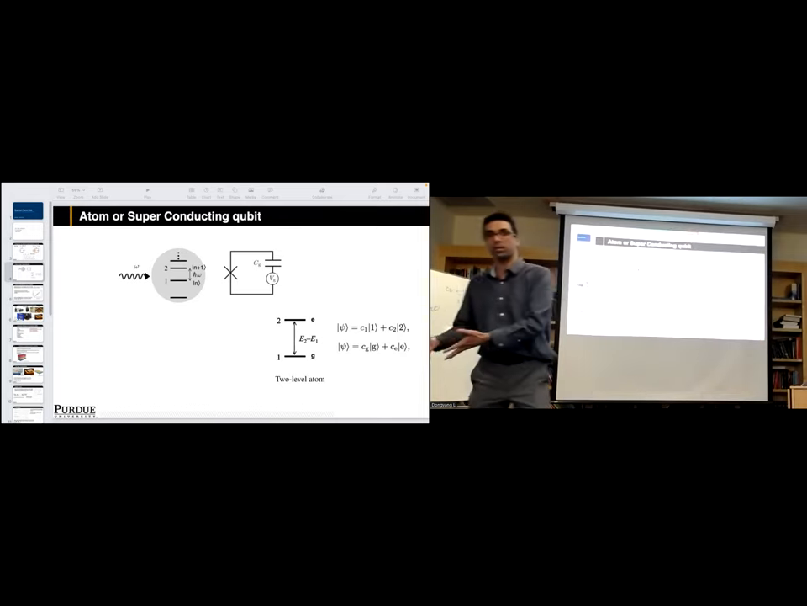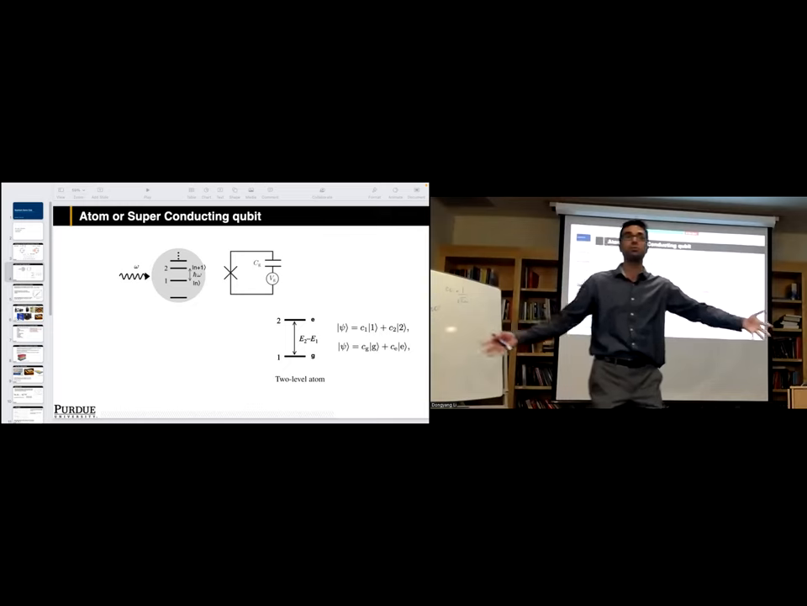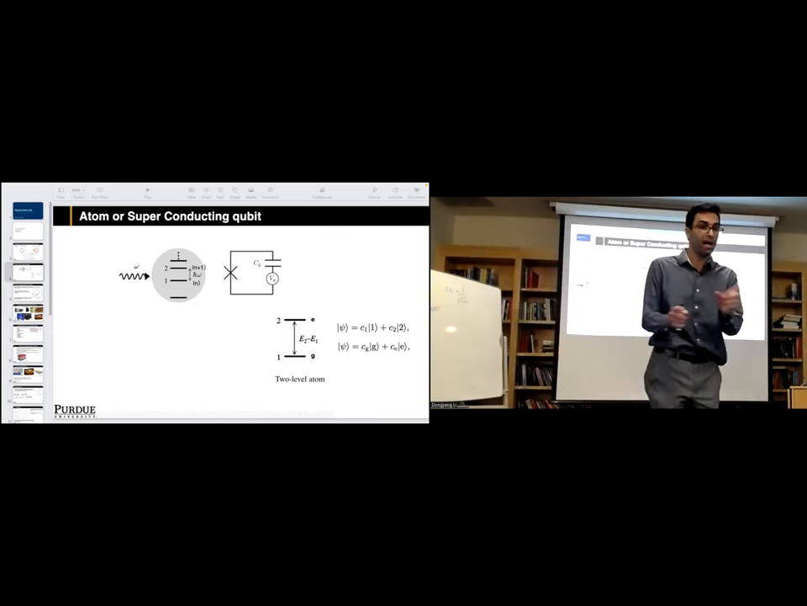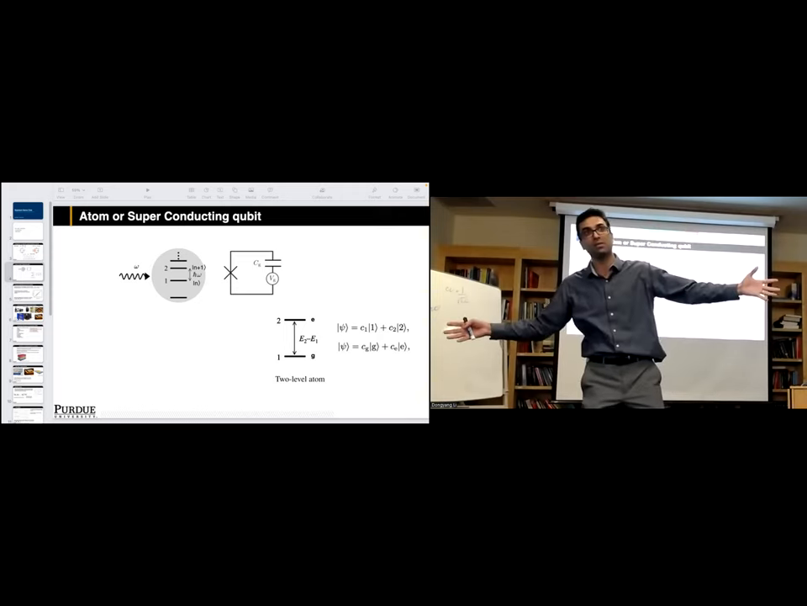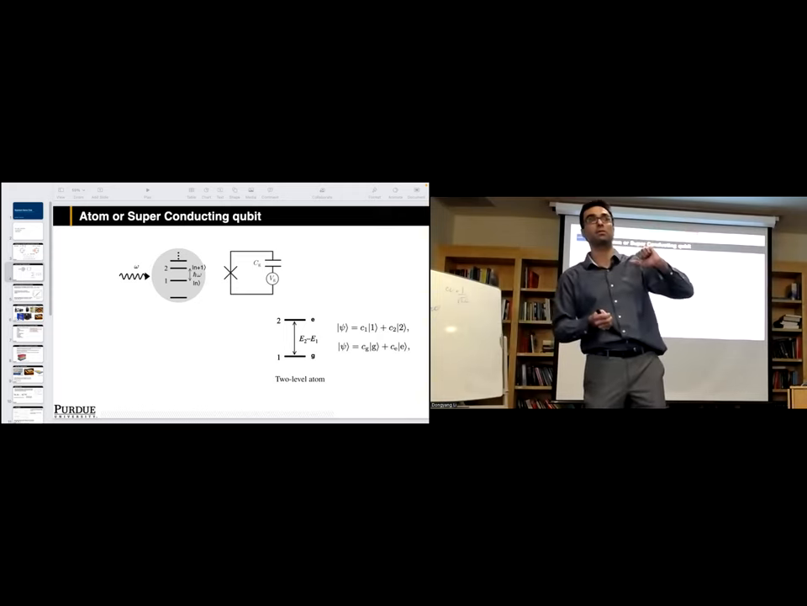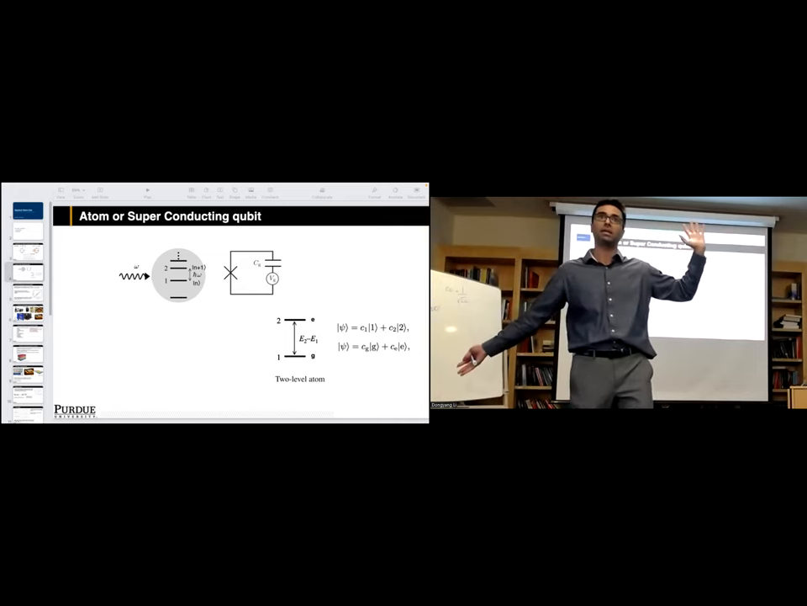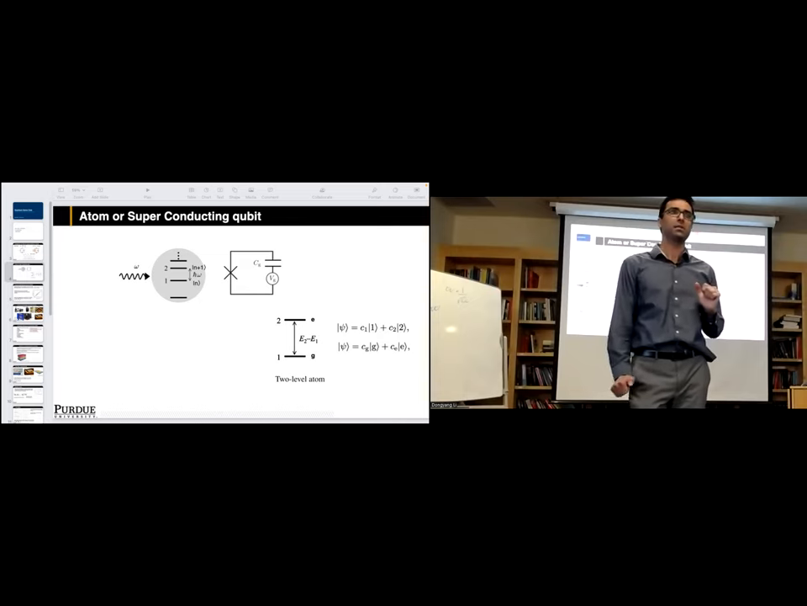From the physics language, your Hilbert space becomes so big that you don't understand what you're doing, right? Because you don't have one qubit that has 10 levels. You have 1,000 qubits and each qubit has 10 levels. Then it's impossible to understand what is really happening. Makes sense? Mm-hmm. Yeah.